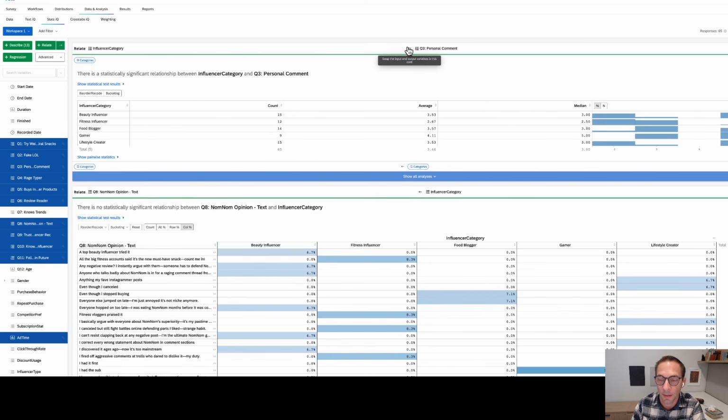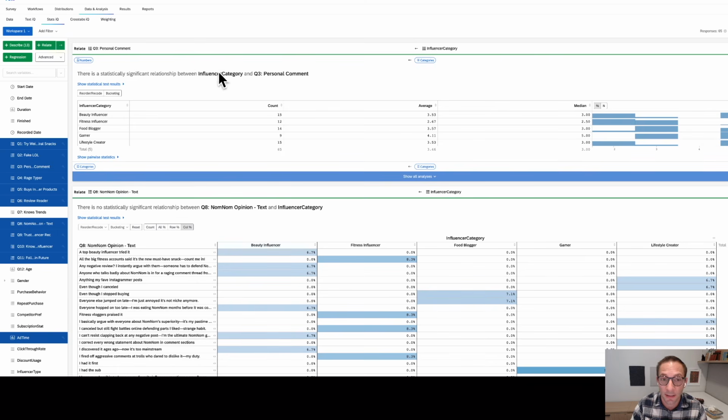But for this question, I'm looking at influencer category as my input, and I just ran this on all of these. So let's take a look here. Let's look at influencer category and see if it predicts personal comments. So the likelihood that they leave a very personal comment.